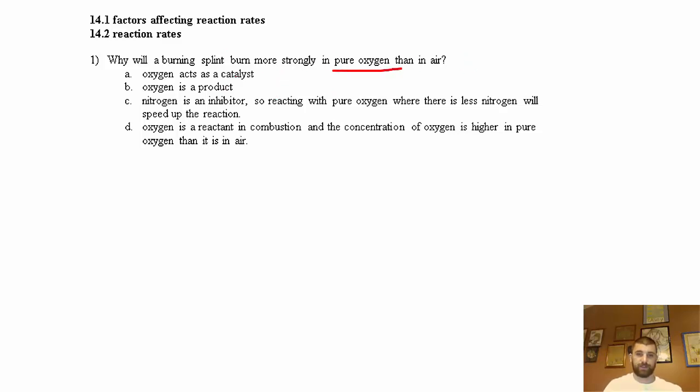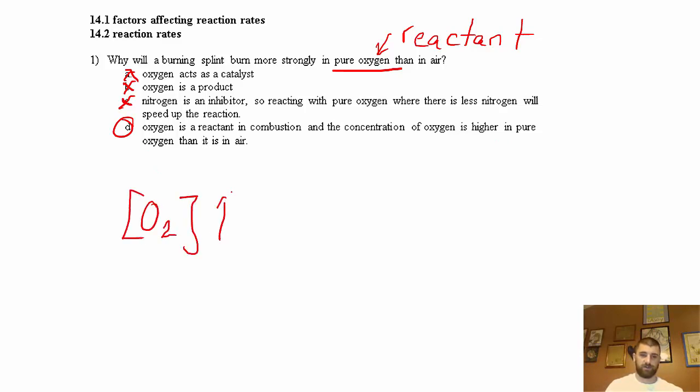All right, well, let's think about this. Oxygen acts as a catalyst? No. Oxygen is a reactant. So it is definitely not a catalyst. It gets used up. Oxygen is a product. That's wrong. Nitrogen is an inhibitor, so reacting with pure oxygen where there is less nitrogen will speed up the reaction. Makes sense, but that's not why. That's wrong. Oxygen is a reactant in combustion, and the concentration of oxygen is higher in pure oxygen than it is in air. So basically we're saying if we were to increase the concentration of O2, it's going to speed up the reaction.